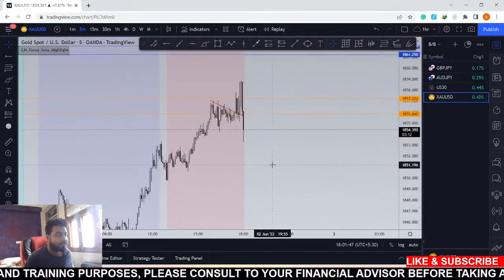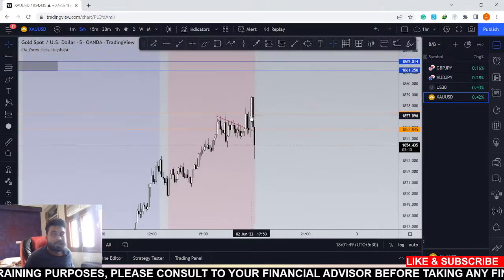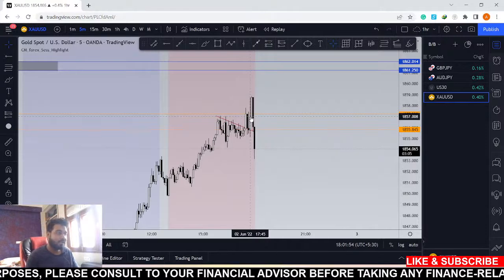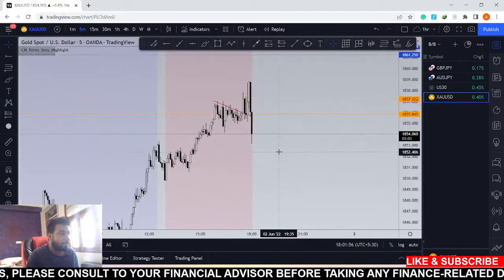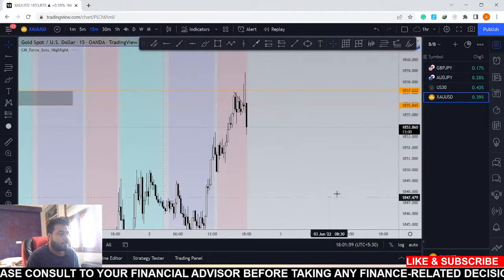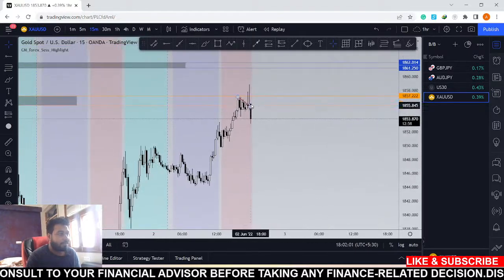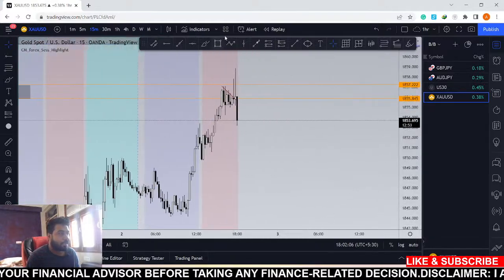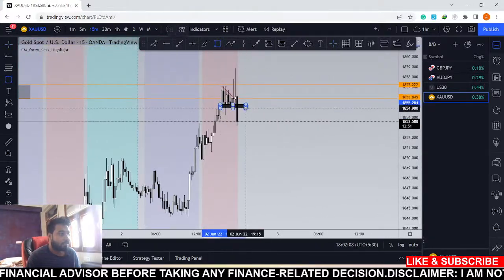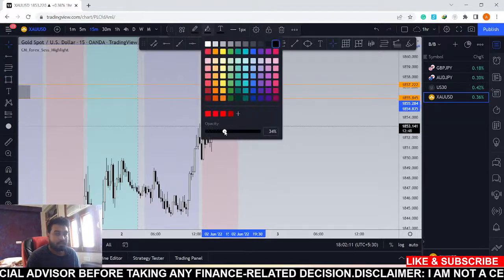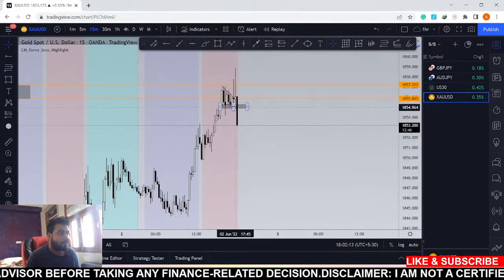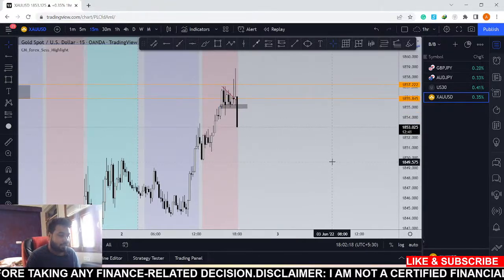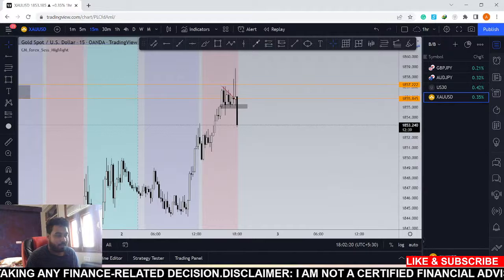You can see we had marked already our zones in the gold, and you can see 15 minute rejected beautifully. Okay, but I will be waiting for the close of this 15-minute candle, then I would take the entry. Otherwise I don't want to take the entry.